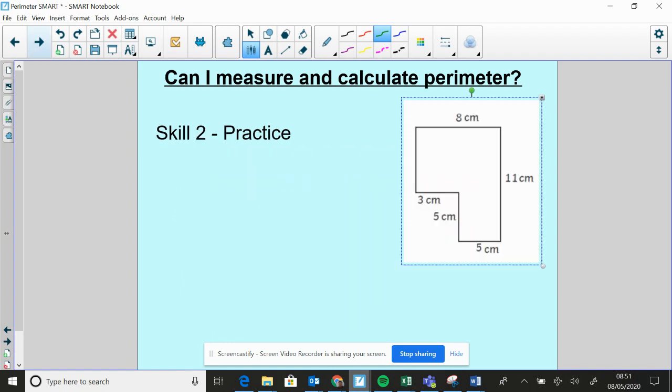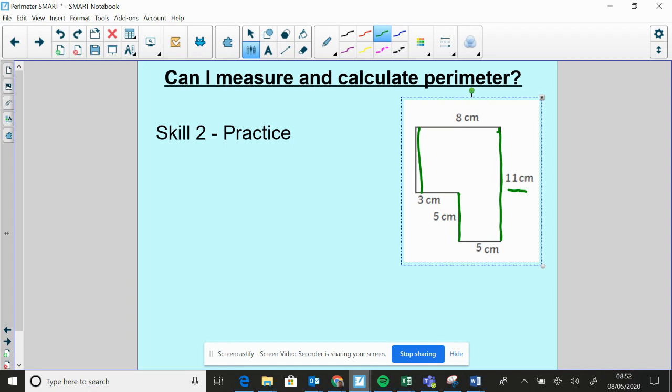Okay, last example. Here we have another one that has some missing sides. So again, I need to check both my vertical and my horizontal to see if all the values are there. So if I start with vertical, I have my long vertical side here, which is 11. And I have a couple of shorter vertical sides. We've got 5. I'm just thinking what goes with 5 to make 11.